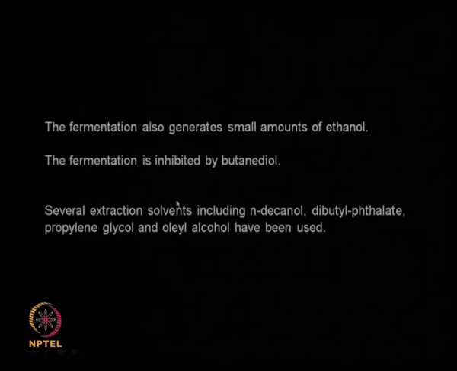Several solvents are used for extracting butanediol. It includes say N-decanol, dimethyl phthalate, propylene glycol, oleyl alcohol. So, you can use different solvents. Each solvent has different affinity to butanediol or partition coefficients to butanediol, and the yield of butanediol into these solvents depends upon the operating conditions also.